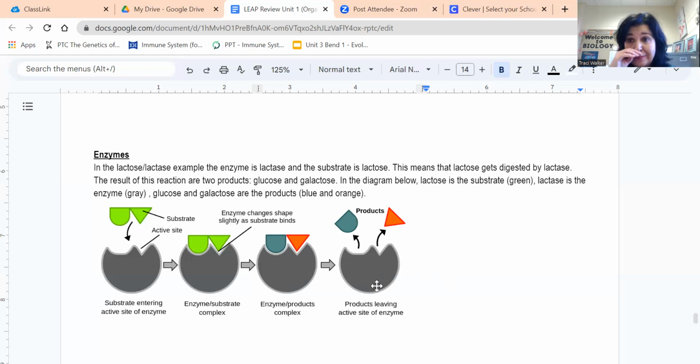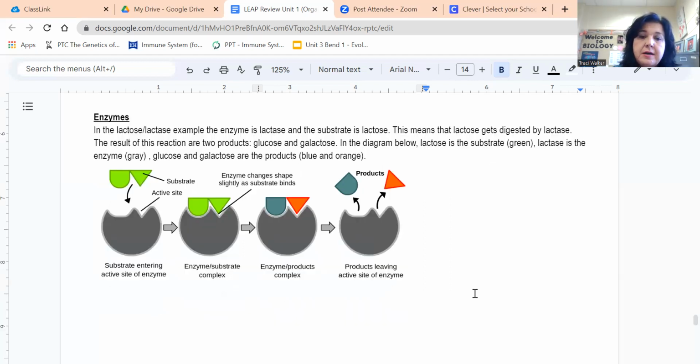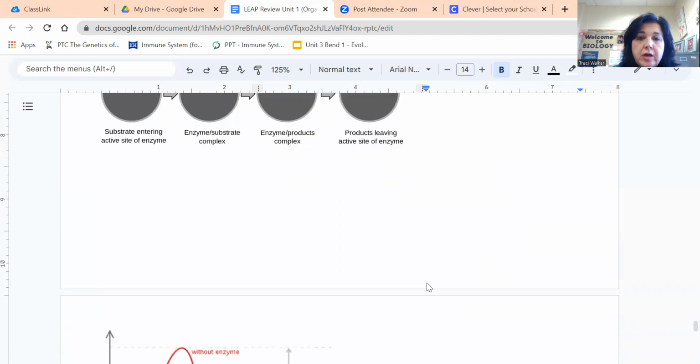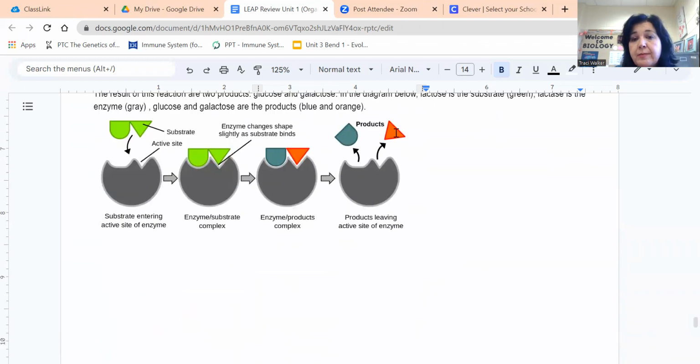And so these enzymes are not changed in the process. Once the enzyme releases the products, it goes back to its original shape and it can be reused over and over and over again. And so another lactose molecule can now bind to this same enzyme, and it just keeps going through that same process over and over again. And the enzyme will keep on working indefinitely unless it gets denatured.